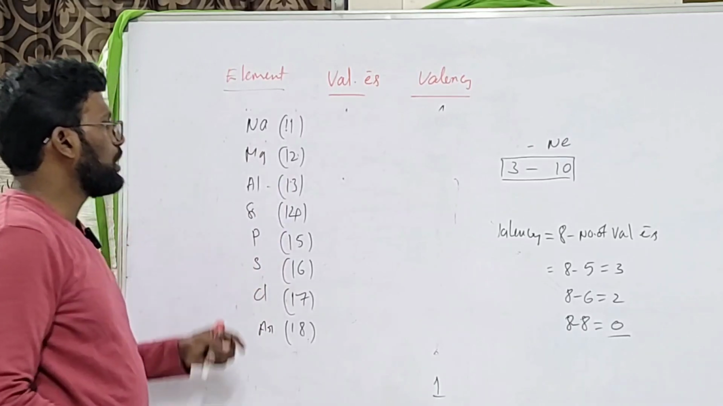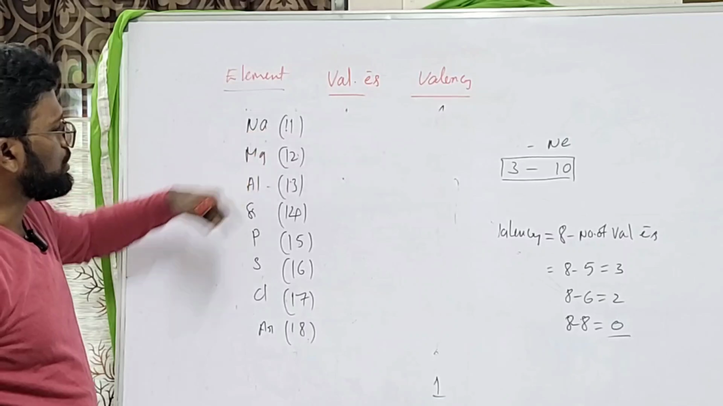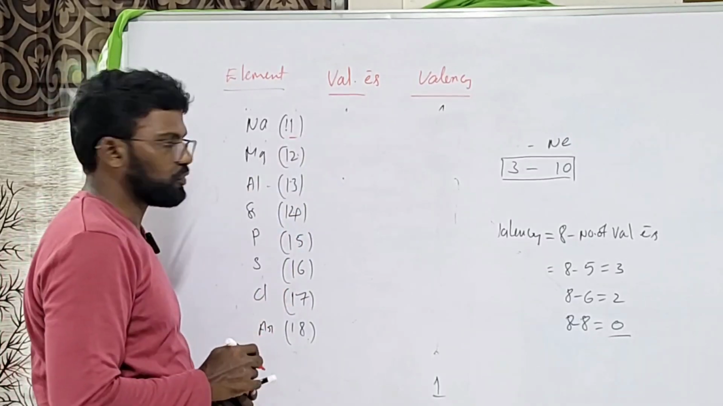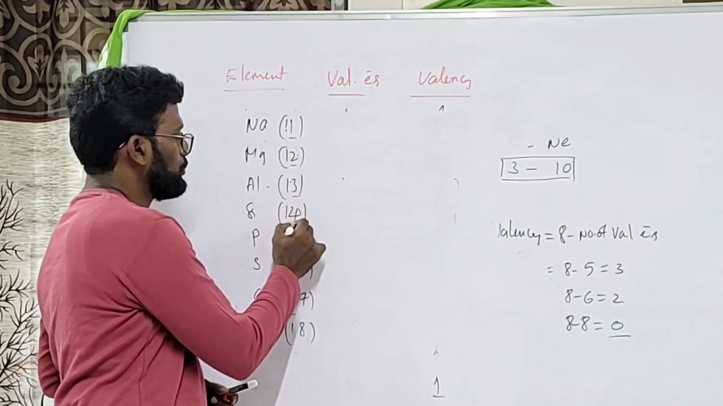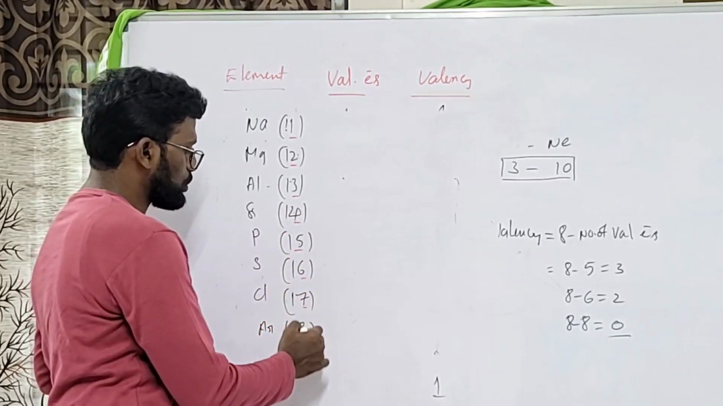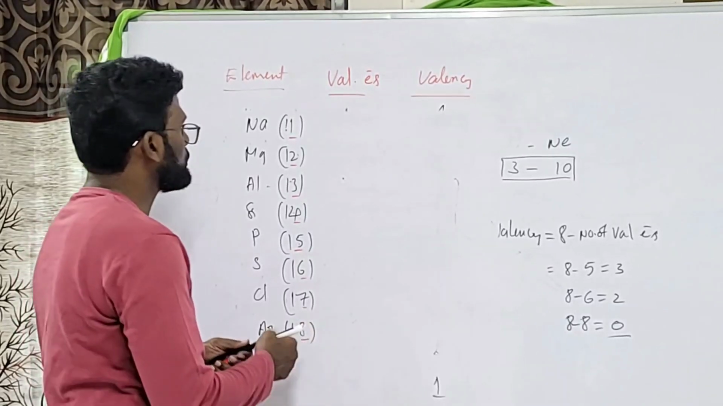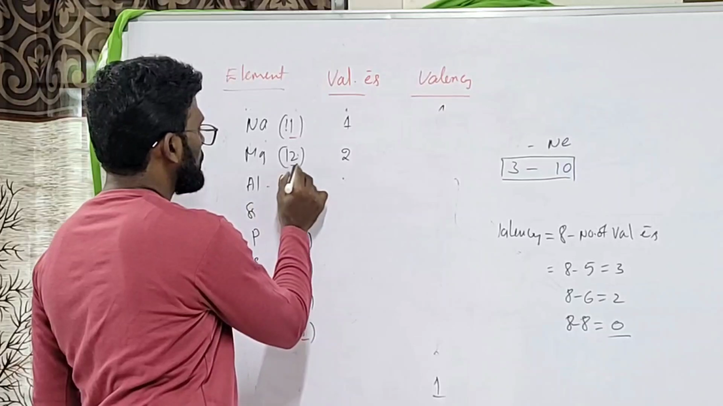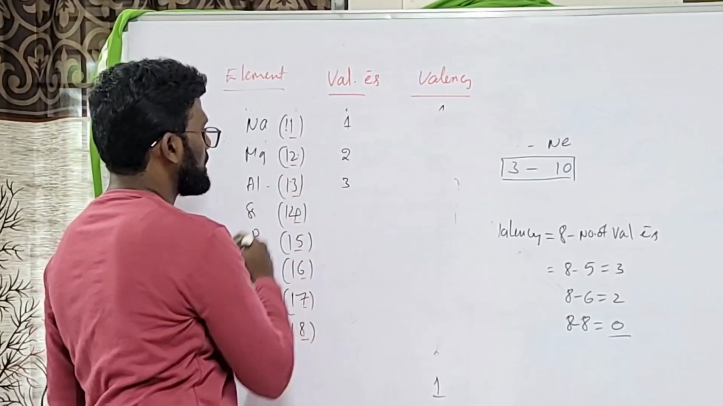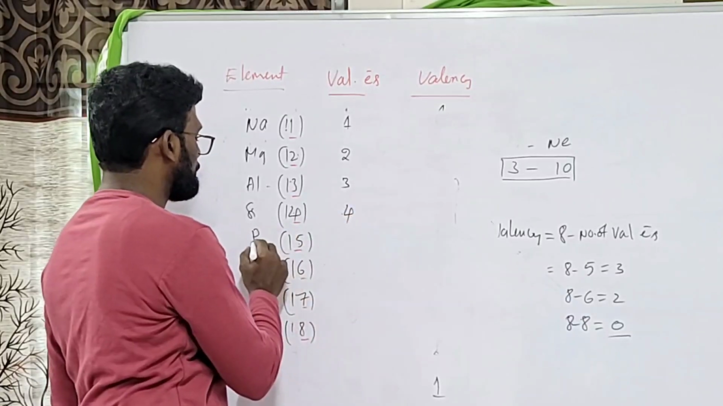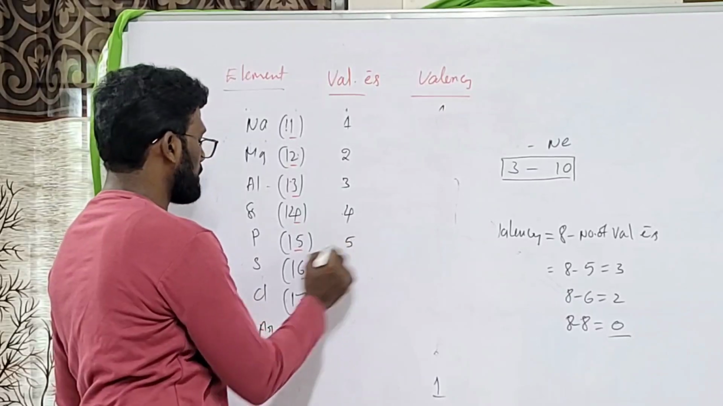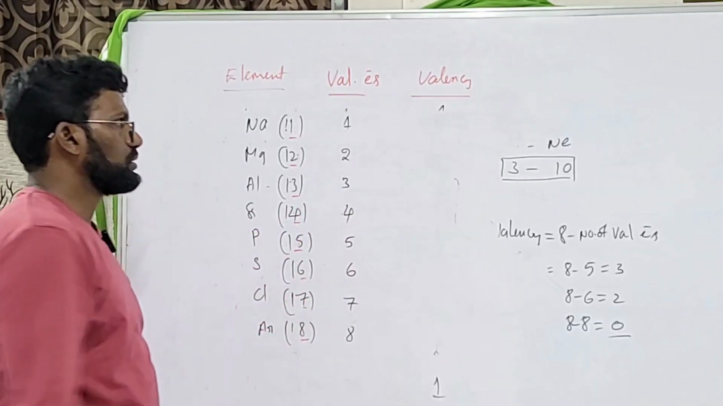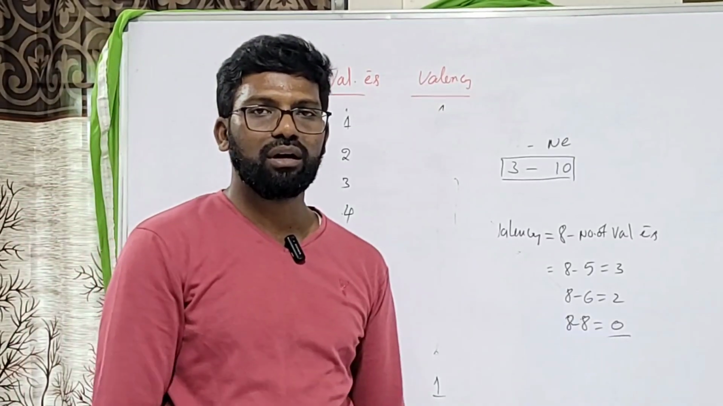Here it is very simple. See these atomic numbers, here 11. What is the digit in the units place? 1. Here the digit in the units place is 2, 3, 4. These are the valence electrons. So in sodium, the number of valence electrons is 1. In magnesium, atomic number 12, so 2. Atomic number 13, valence electrons 3. Atomic number 14, valence electrons 4. Atomic number 15, valence electrons 5. Atomic number 16, 6. 17, 7. 18, 8. So we can easily get the number of valence electrons just by knowing their atomic numbers.